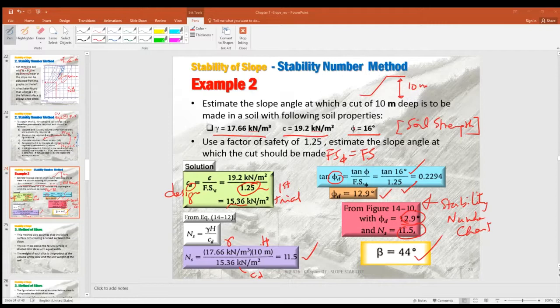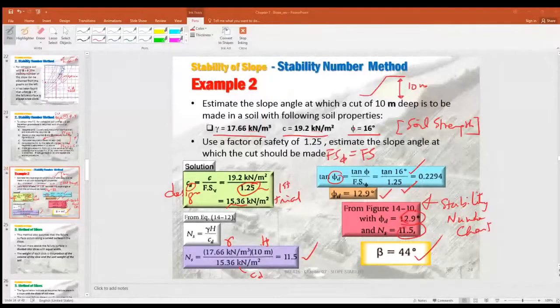Now this example illustrates the use of the stability number method. It's not that difficult, right? But you have to know the procedure, how you can come up with the safe sloping angle or the safe height of the slope, okay?